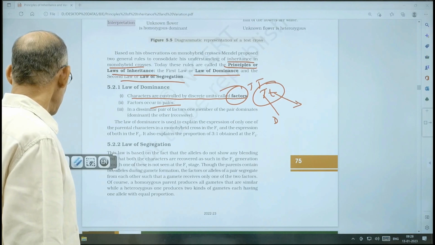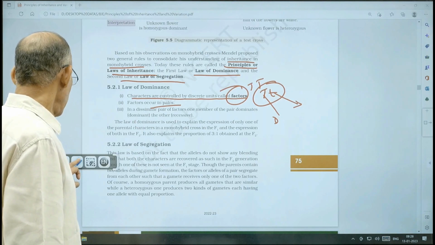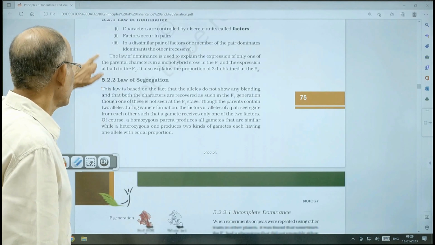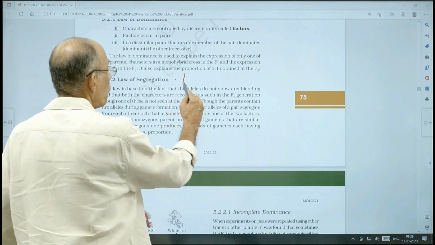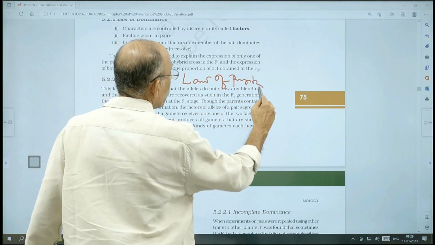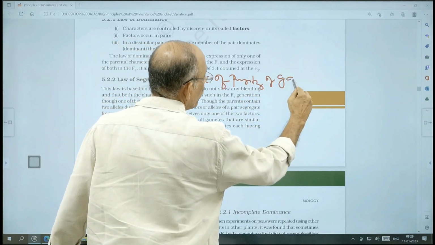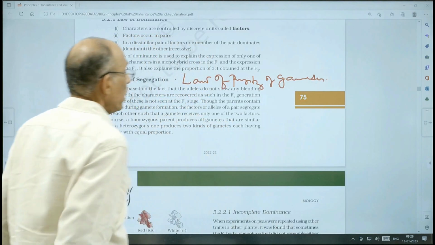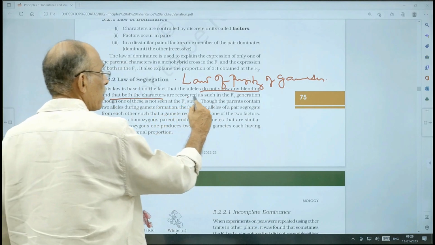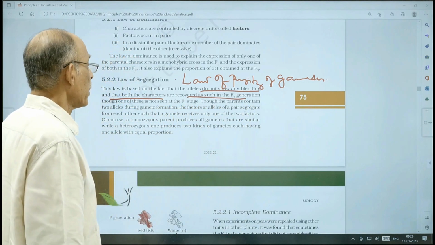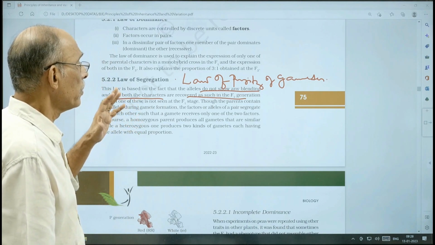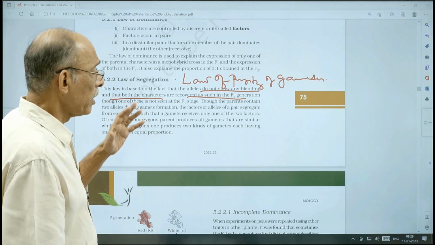Now, the second law, the most important law of Mendel, is the law of segregation. The law of segregation is also known as the law of purity of gametes. According to this, the alleles do not show any blending, and both the characters are recovered as such in the F2. Why are both characters formed in the F2 generation? It is due to non-blending. There is no blending in the F1 condition.